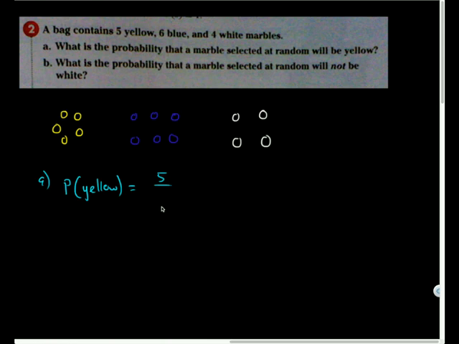And then what do I divide this by for probability? Well, I divide by the total number of ways the event could occur. So in order to figure that out, I have to figure out how many different ways I could draw a single marble out of this bag. Well, there's 5 yellow, 6 blue, and 4 white. So that's a total of, I believe, 15 ways the event could occur. So number of successes over the total number of ways, and I should always reduce this if possible. 5 goes into 5 once, into 15 3 times. So 1/3 is the probability of drawing a yellow marble out of the bag.